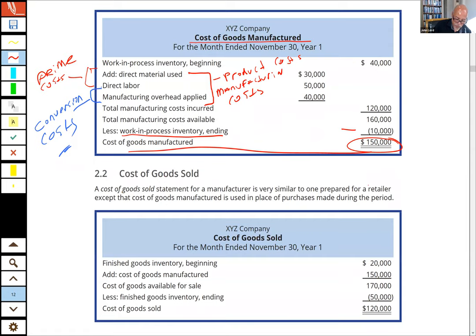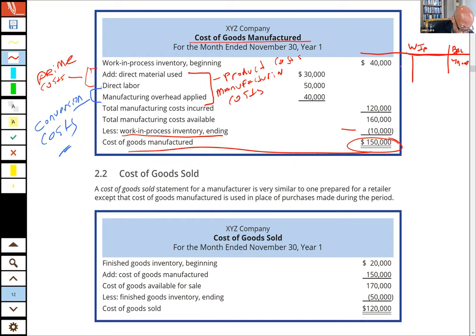Okay, let's look at it another way. Here's my work in process. I need more room, but let's see if I can make it work here. Here's my work in process. And it has a beginning balance. And the beginning balance, they told me, is how much? 40,000. Okay. And then I'm going to move this debit credit line over a little bit. Pretend that 40,000 isn't sitting there.